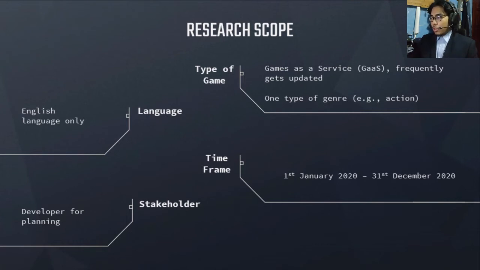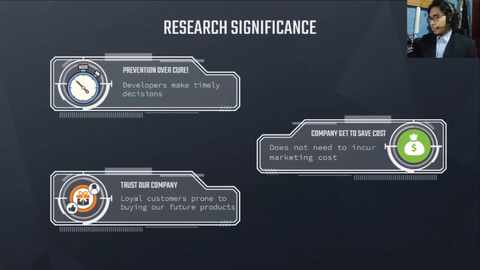And finally, this model is targeted at game developers since the forecasted churn rate is more useful for them to plan their moves. Next, on the research significance, number one, developers will be able to make timely decisions by using the model, hence reducing the increase in churn rate. By doing so, they are able to incur marketing costs only on customers who genuinely enjoy their game because of developers fulfilling their requirements. Hence, developers will gain customer loyalty from constant quality in production.